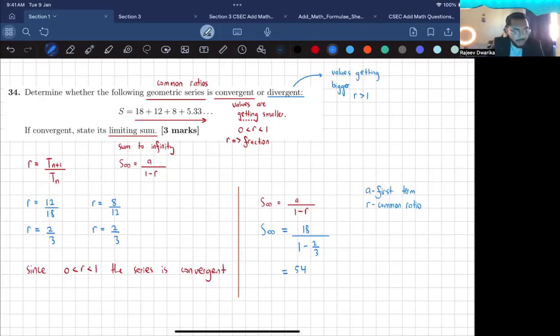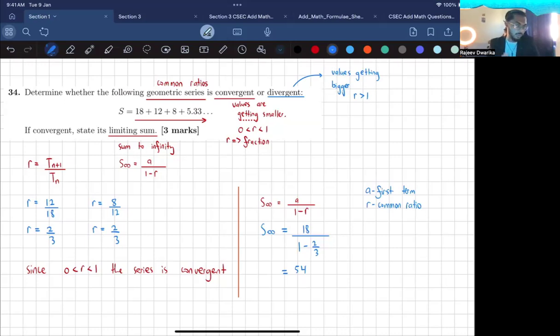So Kira, we start off with GPs, right? If you have a GP, that means you're going to have a common what? Ratio. And what letter represents the common ratio? R. Capital R, common R. If it's convergent, that means R has to be a what? A fraction. Correct. If it's divergent, R has to be more than one. Nice.